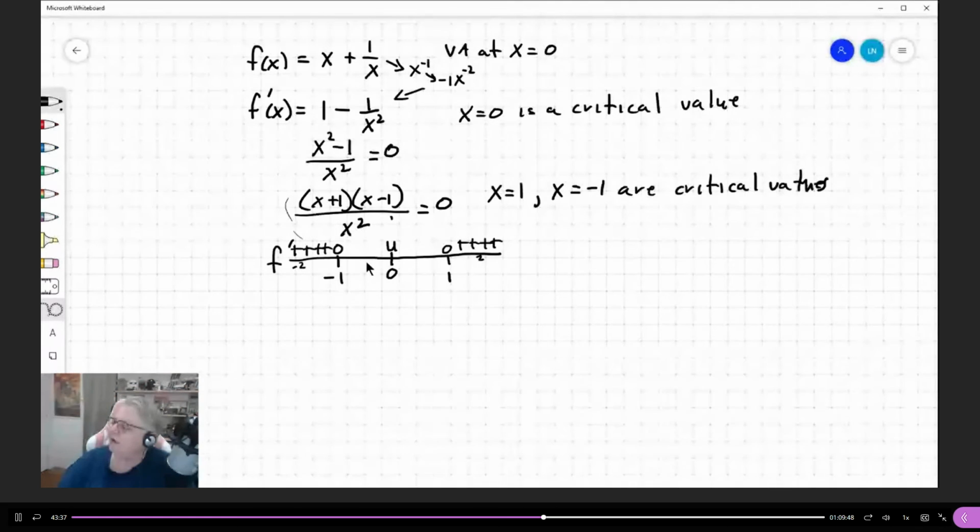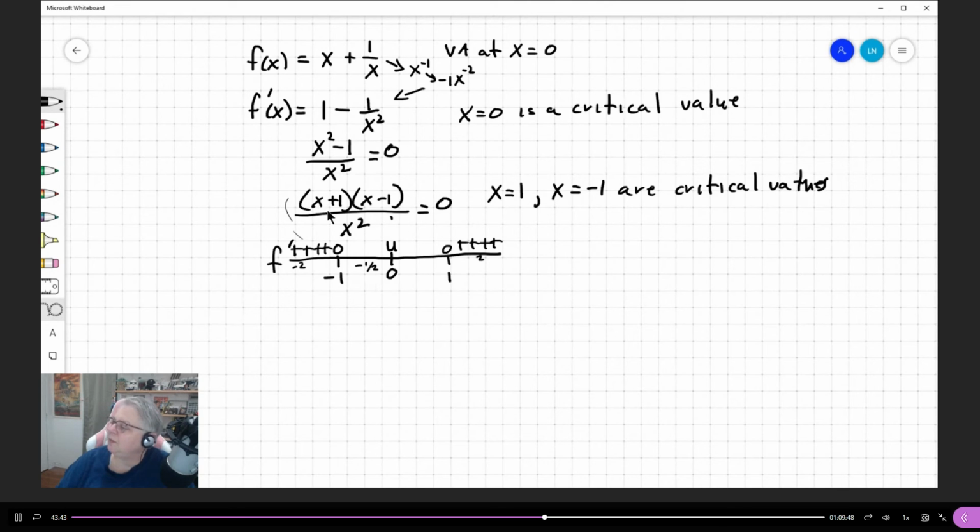Now I have to take a point between 0 and -1. So I'm going to take -1/2. If I put -1/2 in here, that's not going to change the sign here, right? That's going to stay positive. If I put a -1/2 in here, that's going to stay negative. So a positive times a negative is a negative, the denominator is always positive, so that makes my whole fraction negative.